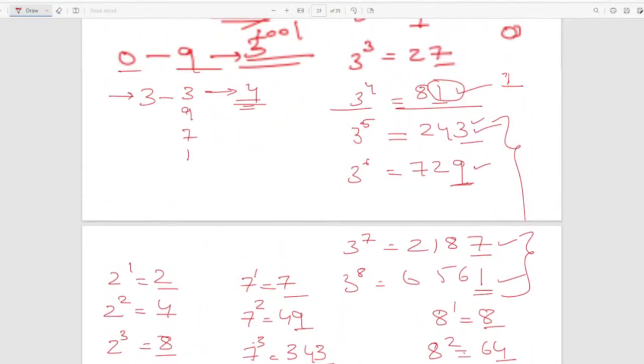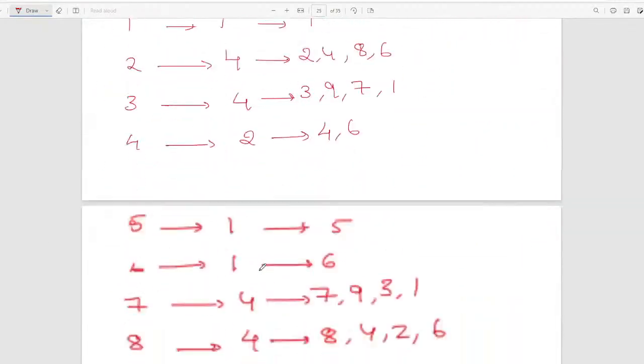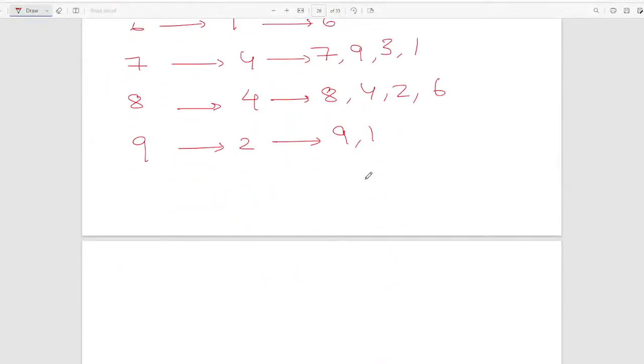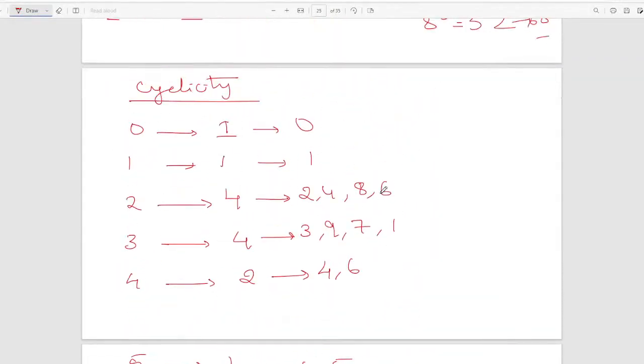For example, 9 raised to 1 is 9. 9 square is 81. 9 into 81 is 729. Again, this 9, 1, 9, 1 repeats here. The cyclicity of 9 is 2. So these are the cyclicities of the numbers, and when we see the questions, we'll use this data to find out the unit digit of that number.